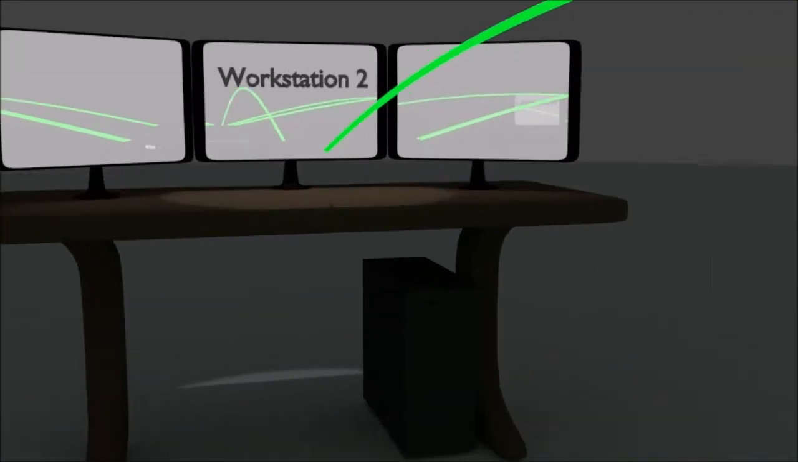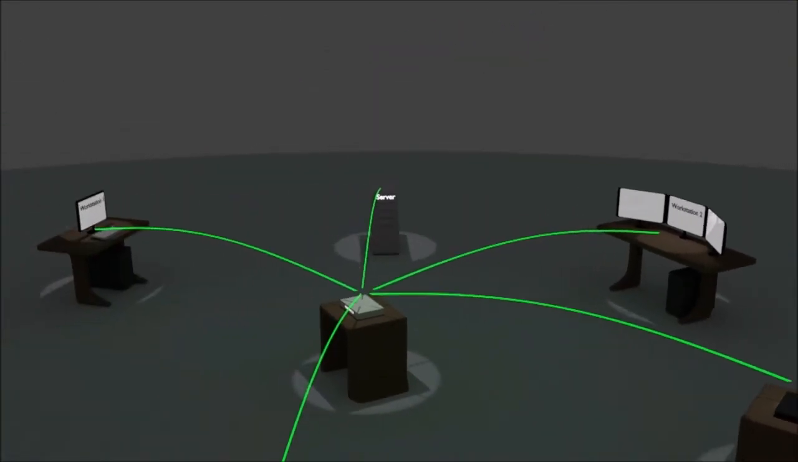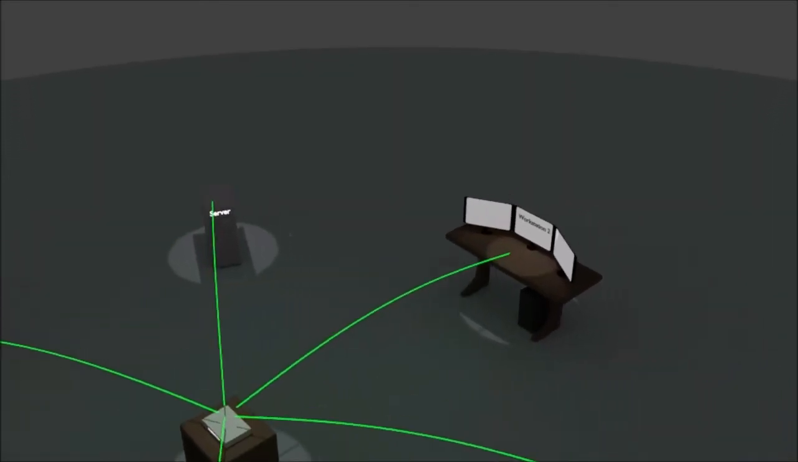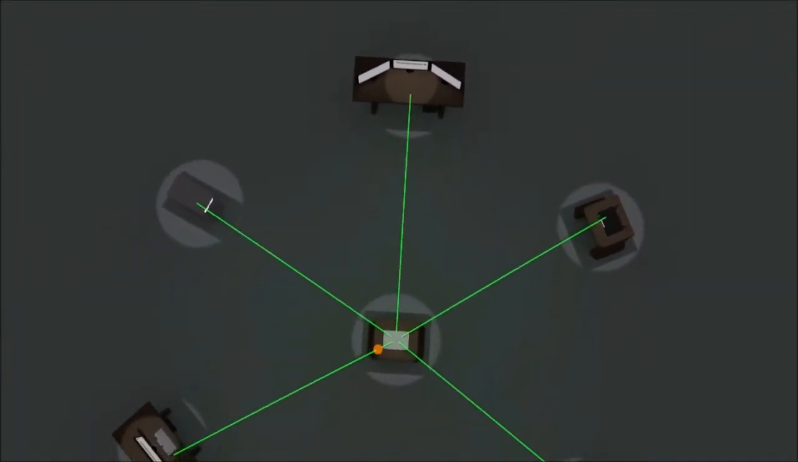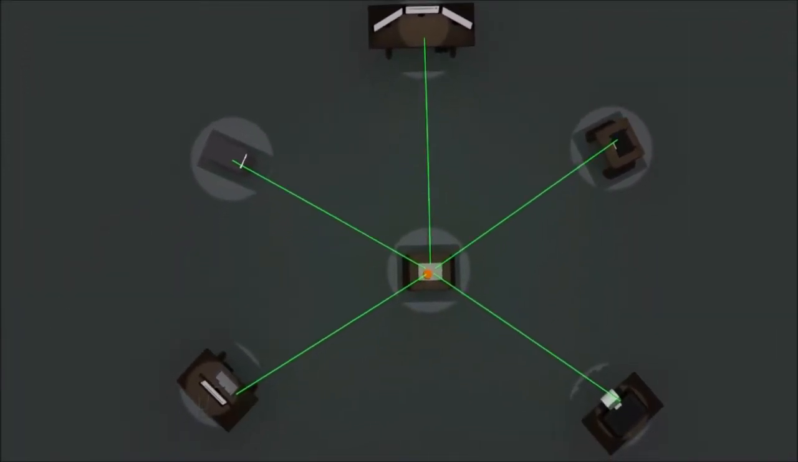Workstation number 1 over here wants to send workstation number 2 over there a file. The file is aimed at a specific computer address, which in this case would be the address of workstation number 2. When the switch receives the file from workstation number 1, it first checks the address of every device in the network, and then sends the file to the correct address, which will be workstation number 2.